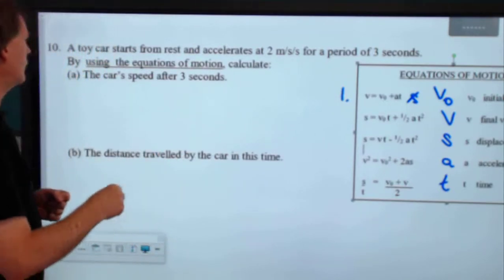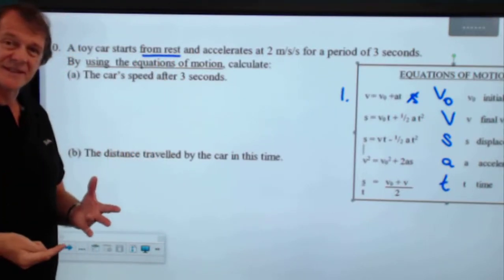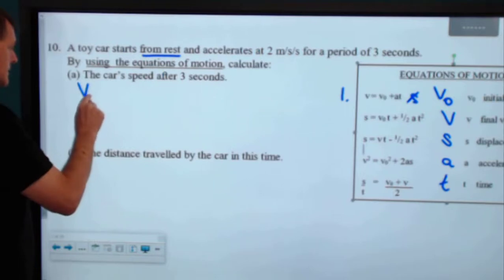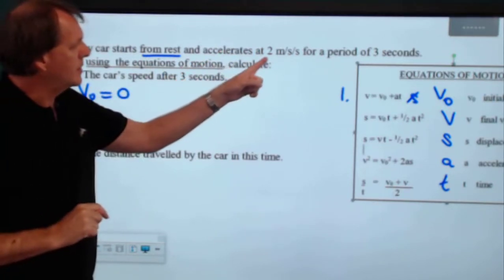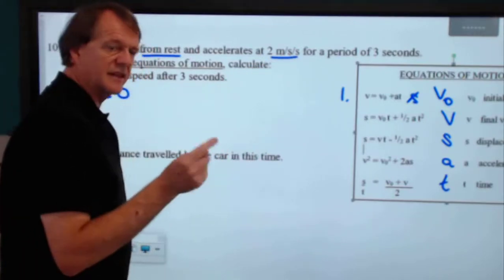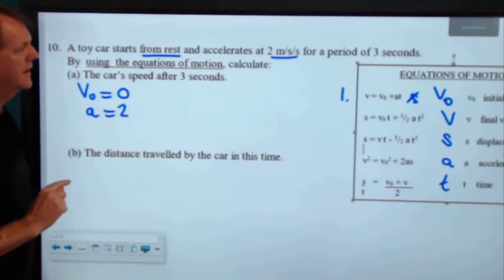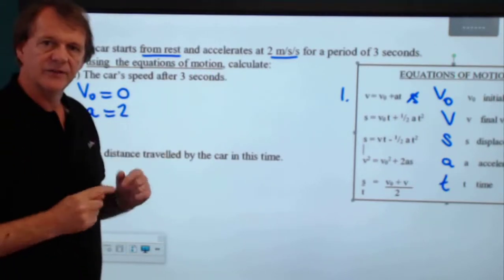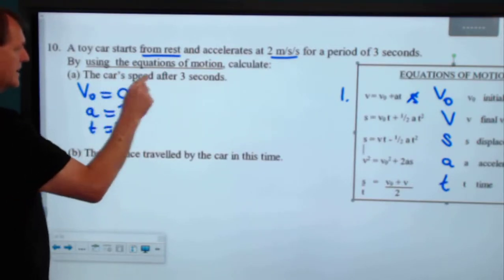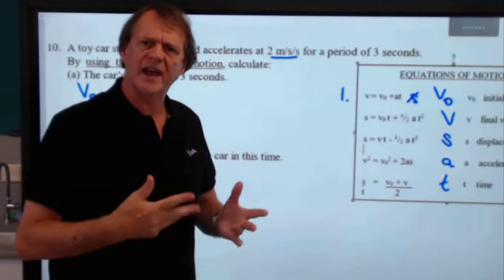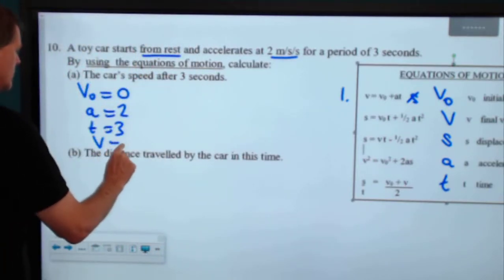So for example, this first one, you've got a toy car starts from rest, which means it's got a velocity at the start of 0 because it's at rest. Okay? V0 is 0. And it accelerates at 2 metres per second squared. So the A is 2. It's 2 metres per second faster every single second. And it's a period of time of 3 seconds. So T is 3. And the question here is saying what's the car's speed after 3 seconds? Or in other words, what's the car's velocity after 3 seconds? So it's asking you for that V, and that's my question mark.